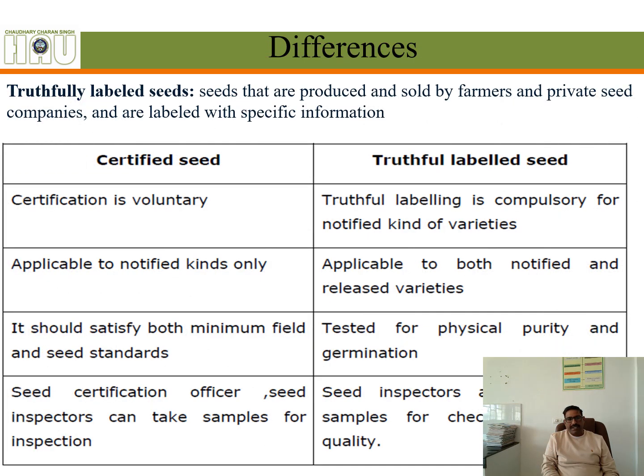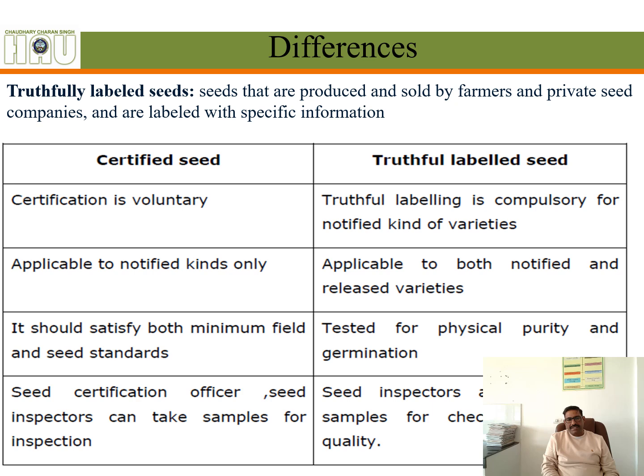The next important class in the Indian seed production system is TFL seed, truthful label seed. These seeds are produced and sold by farmers and private seed companies and are labeled with specific information. Then what is the difference between certified seed and truthful label seed?